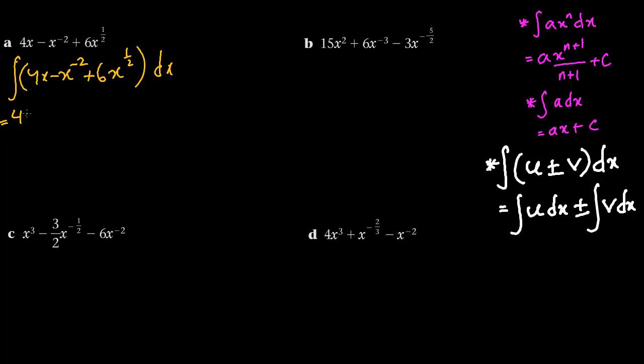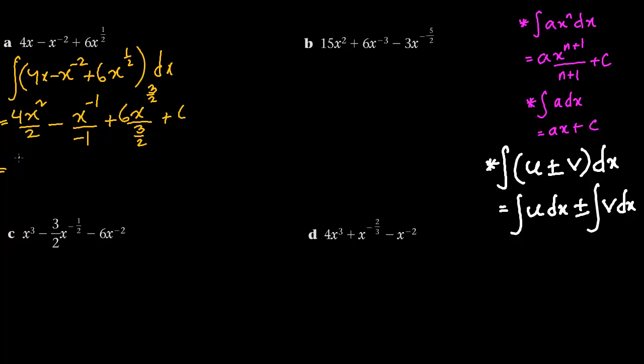So 4 is the constant. We write x squared by 2. There is a minus. We write the minus. X to the power minus 2 increases by 1 is minus 1, divided by minus 1, we give a plus. 6 is the constant. X to the power half plus 1 is 3 by 2, divided by 3 by 2, and the constant of indefinite integral plus c.